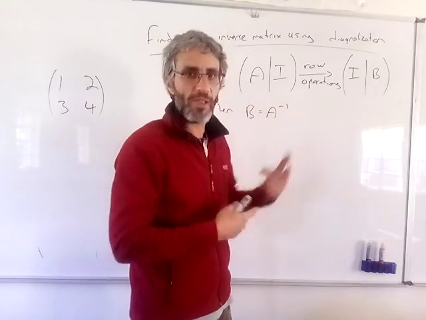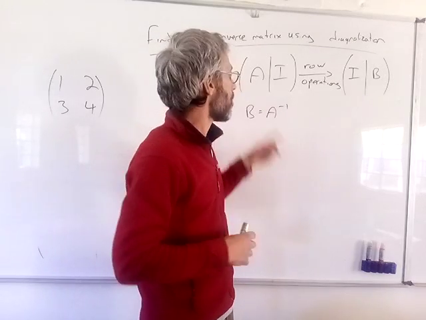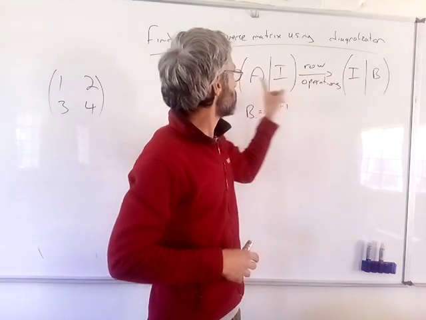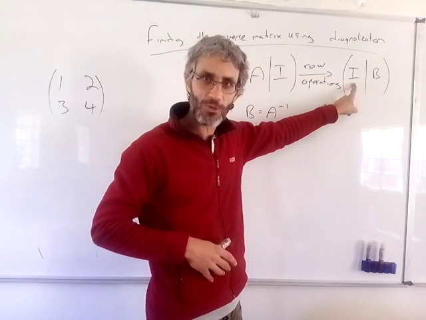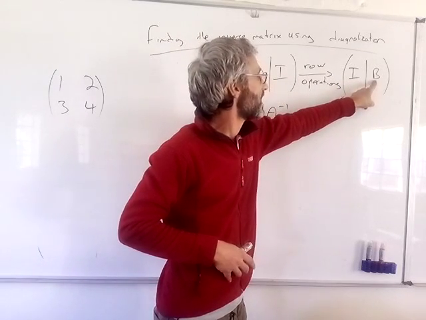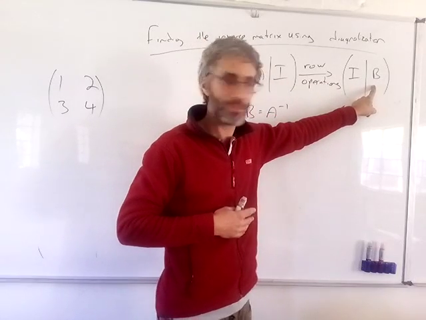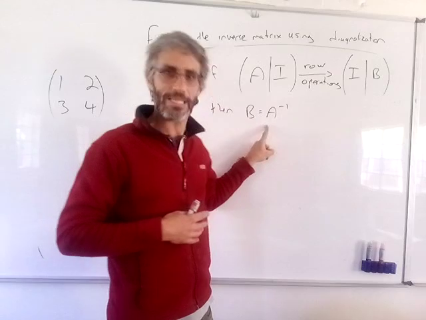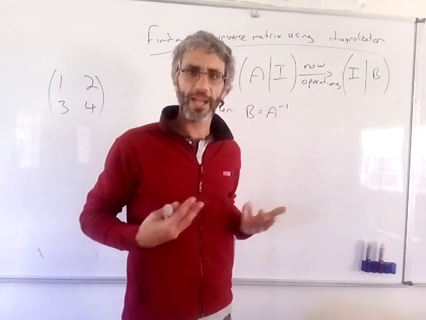If I do all that, and in that process, many times, it doesn't take just once. You saw it took a while. And in that process, if the matrix A became the identity matrix, the identity matrix here became some kind of matrix B. If that happened, then this matrix B is in fact the inverse matrix of A. Okay? How does that work? How does this magic work?